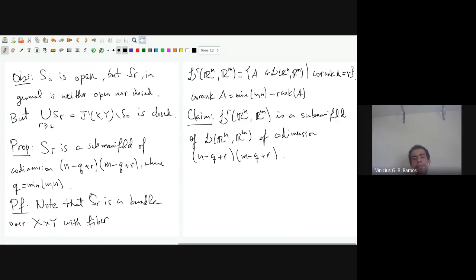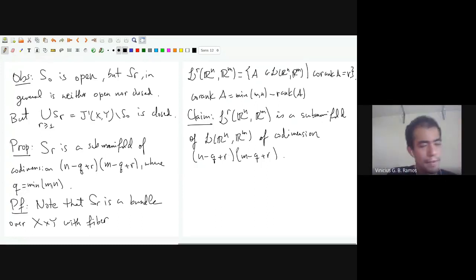What I meant to say is that if you drop the condition of being a manifold, there is a map from SR to X times Y, which is surjective, and the fibers are all given by this. There's a bijection of the fibers with this guy, and then we have the local triviality too. So all you need to show now, to conclude that this SR is a manifold and is a fiber bundle, is that these fibers are submanifolds of L of RN RM. Okay. All right.